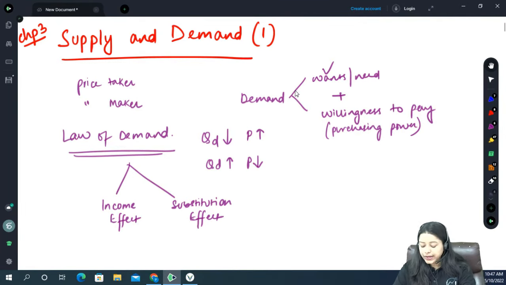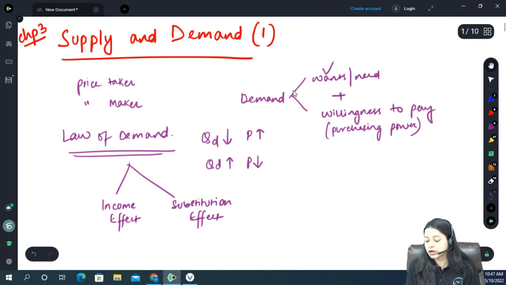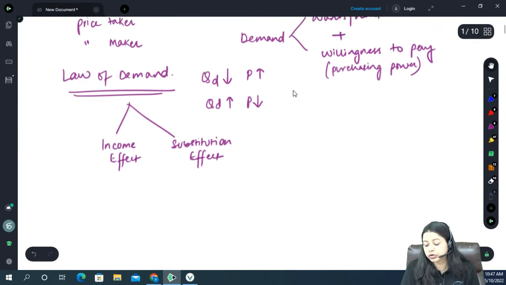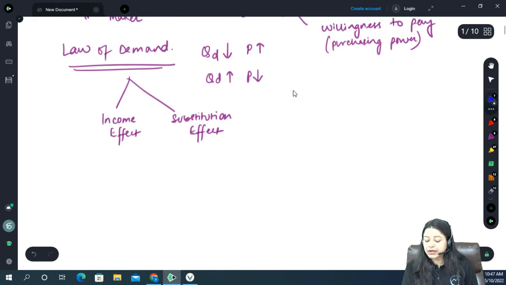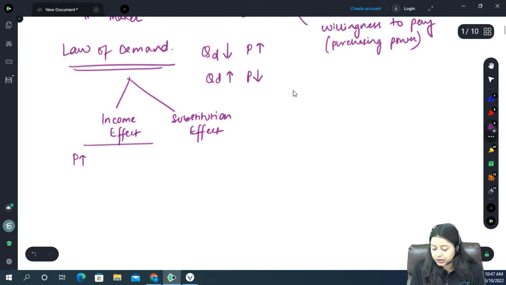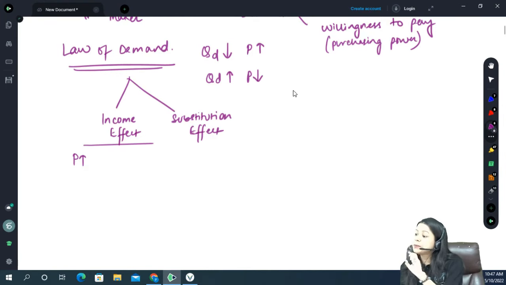Alright, so there are two ways in which we can explain the law of demand. First is the income effect. Now let us understand, these are very important terminologies and very important concepts. So basically, when I say income effect, for example, if the price of a particular good, let us suppose good X, is increasing, my purchasing power will decrease.